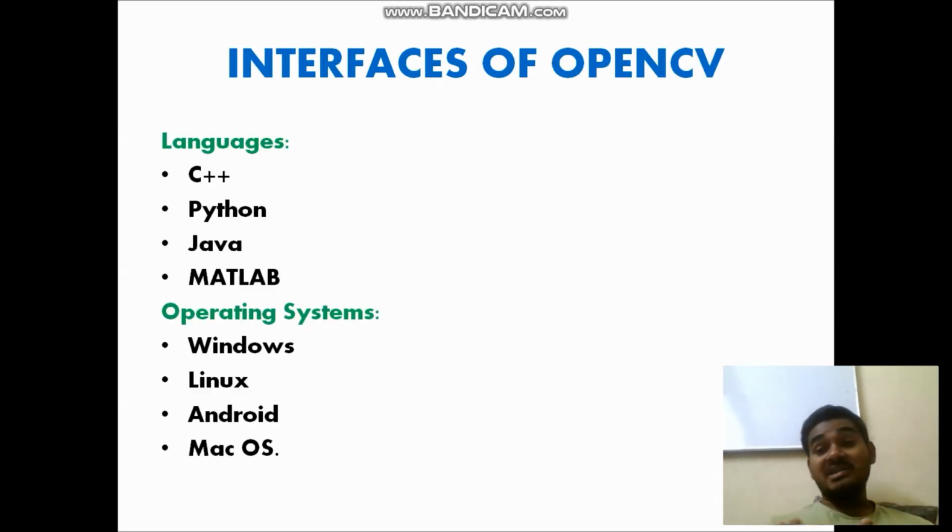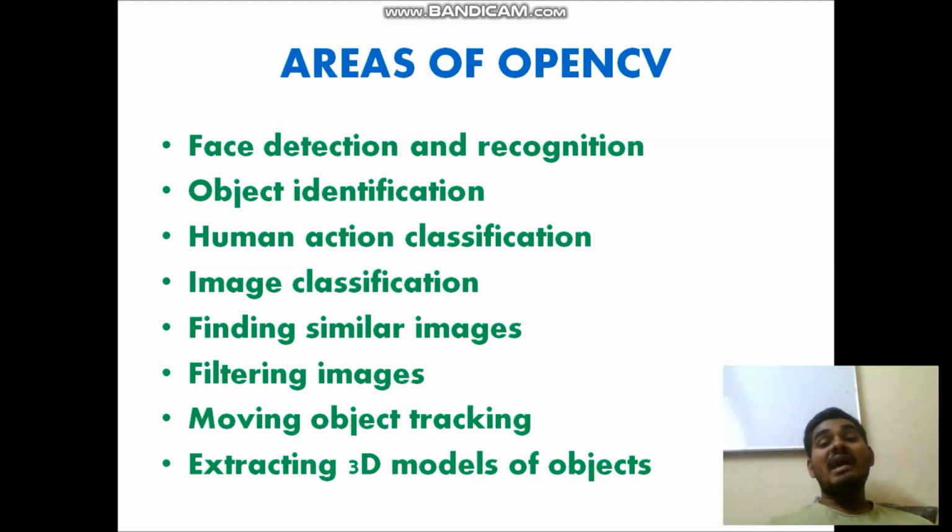So what are the interfaces supported by OpenCV? OpenCV can be implemented using C++, Python, Java, MATLAB, any language. With no dependencies, we can just install the OpenCV library and use it freely and comfortably in our preferred language. And for operating systems, it supports all famous operating systems like Windows, Linux, Mac OS, and also mobile operating systems like Android.